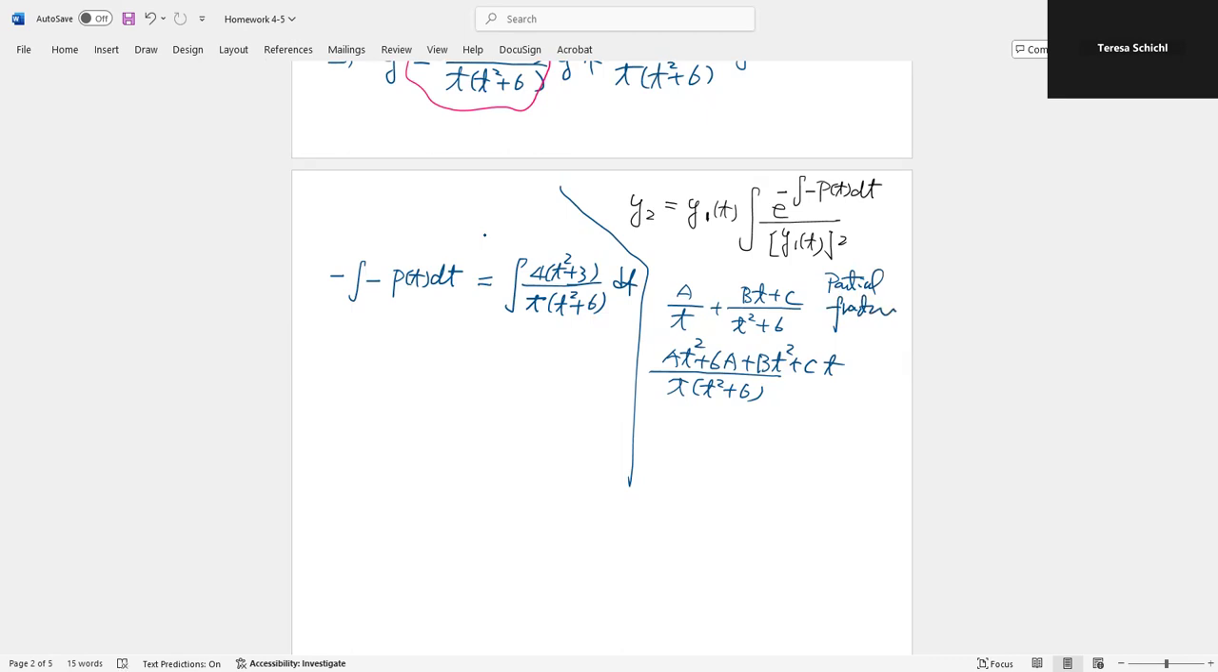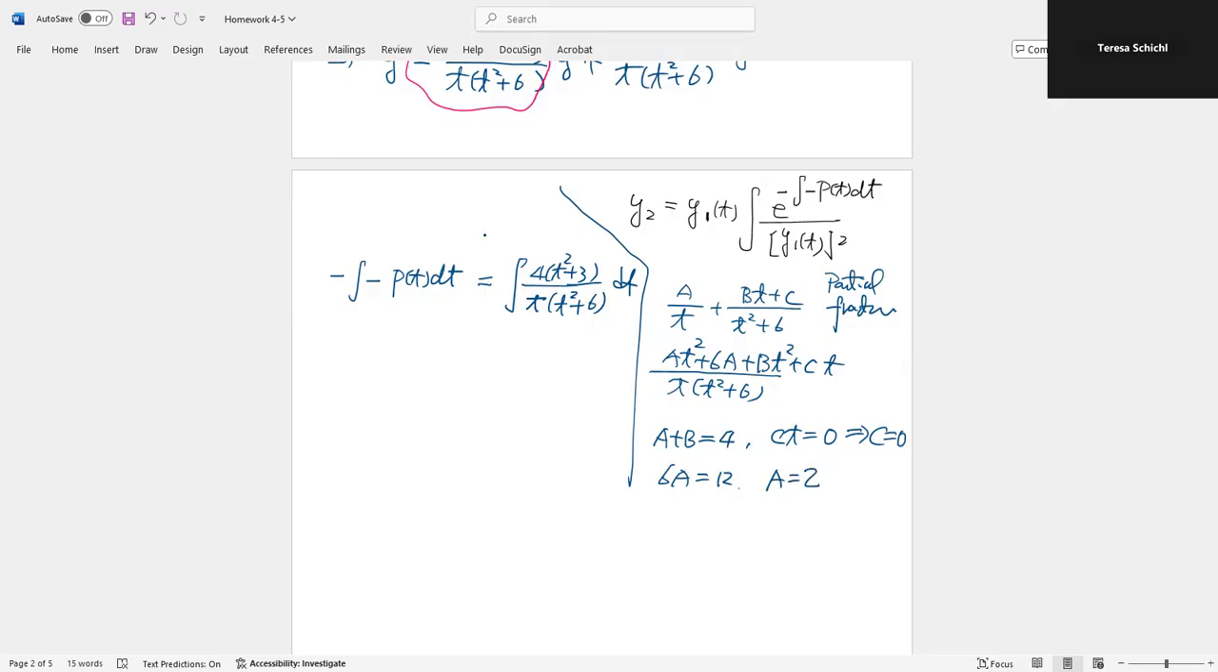Now compare to the 4t squared. I know a plus b is equal to 4, that's the t squared coefficient. Then the t terms: ct equal to 0, so c equal to 0. And the other term, 6a equal to 12, so a is equal to 2.